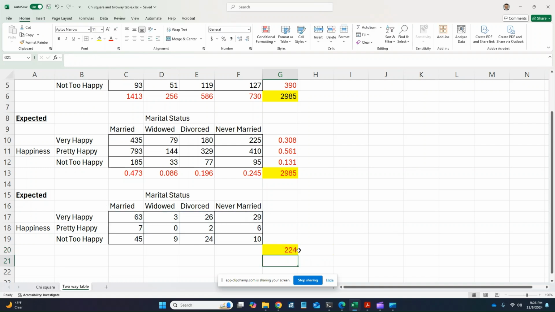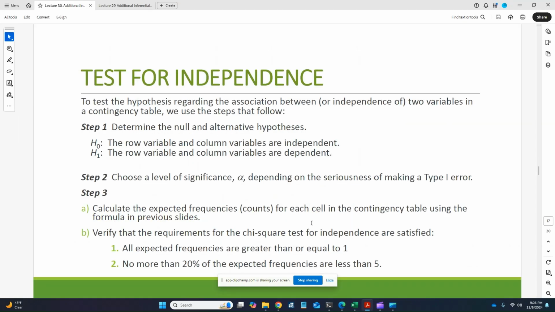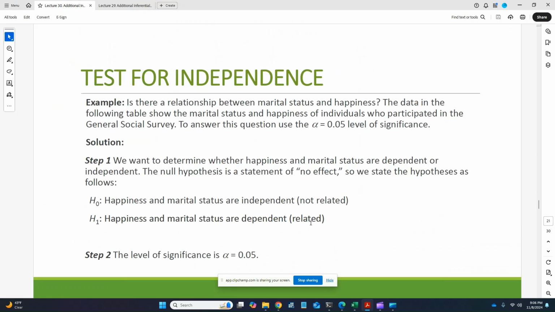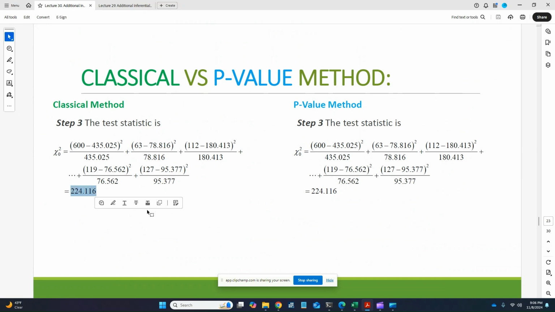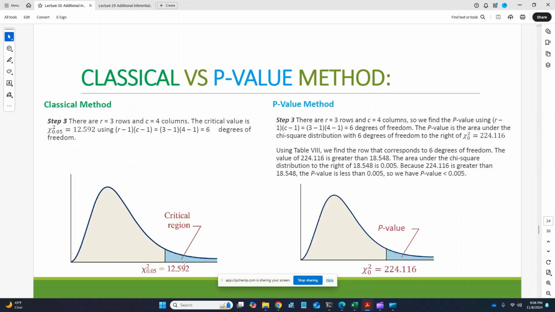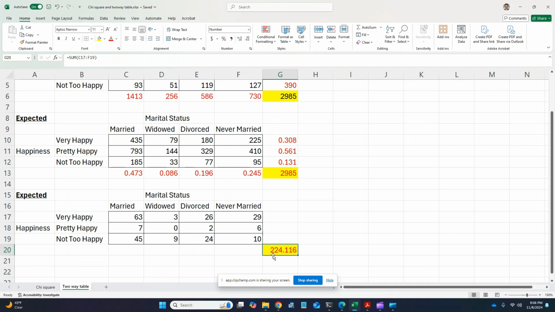The calculated chi-square is 224. I have rounded this. If I don't round this, then it's 224.116, which is exactly equal to what we calculated here, 224.116. Now we want to check the critical region. That means we need a critical chi-square to check if we can reject or fail to reject the null hypothesis. So our calculated chi-square is 224.116. To get the critical chi-square, that is the threshold level, we can use Excel.